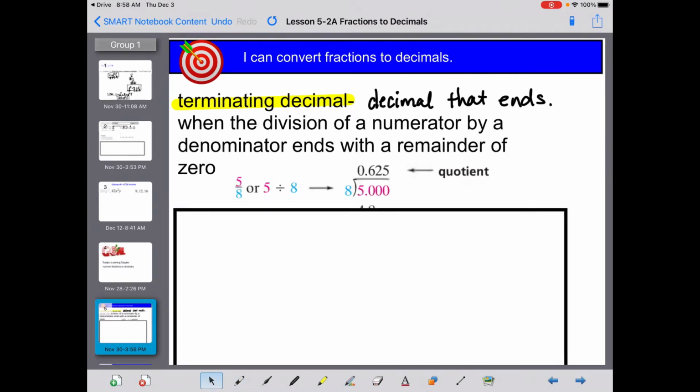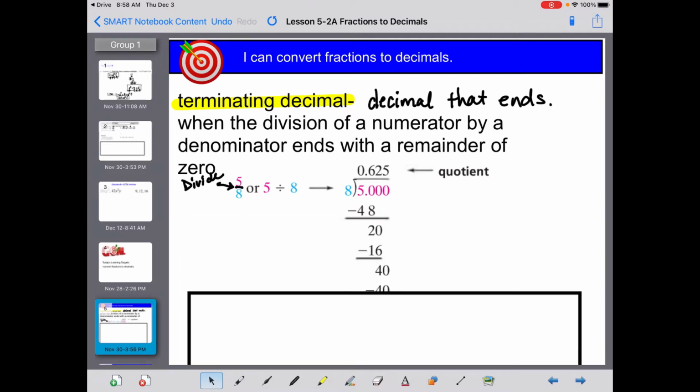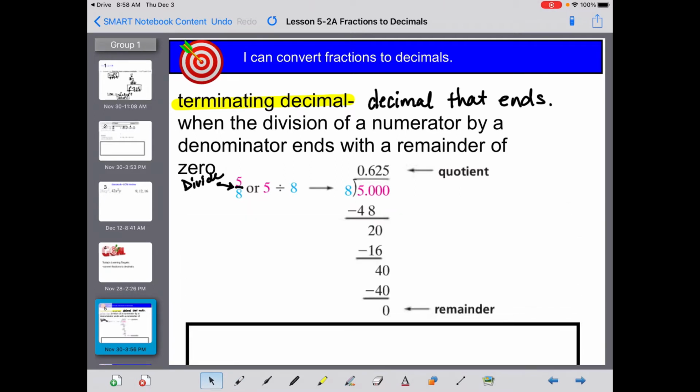For example, 5/8 is the same as 5 divided by 8. Remember, we learned that the fraction bar means divide. So when you write 5 divided by 8 and do the long division, you see that I end up with 625 thousandths. And it ends. See, 40 minus 40 equaled 0. It ended. This is a terminating decimal.